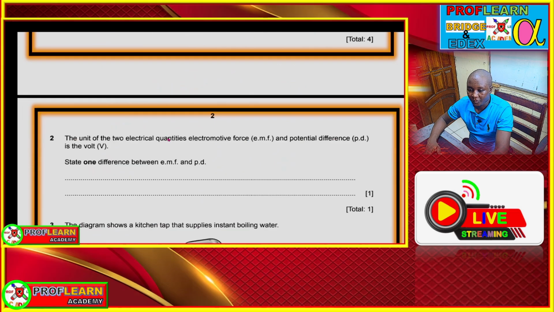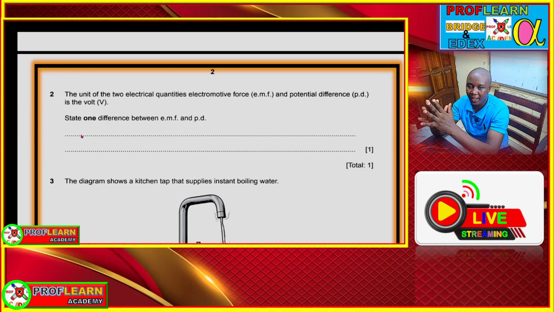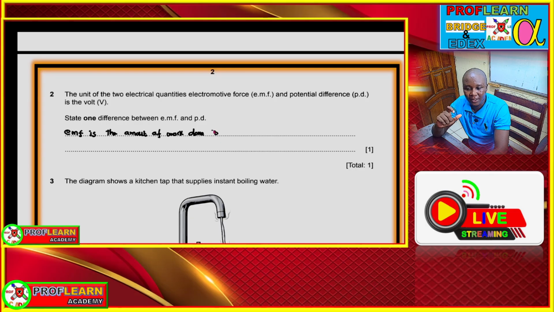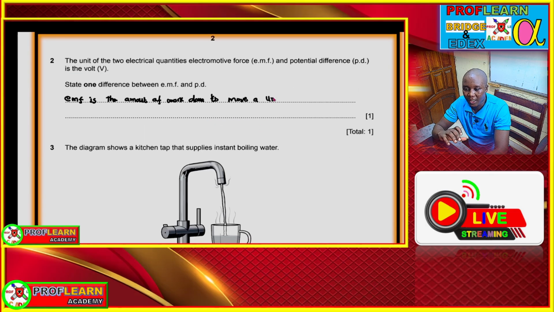Moving to another type of question here, you may be asked to define the EMF and the potential difference. You need to understand the difference between the two. EMF is the total amount of work done to move a unit charge around a complete circuit, but potential difference is the amount of work done to move a unit charge between 2 points in a circuit or across a component. So in this, you have to know the difference, and we're going to give our difference in terms of the definitions of each of the two.